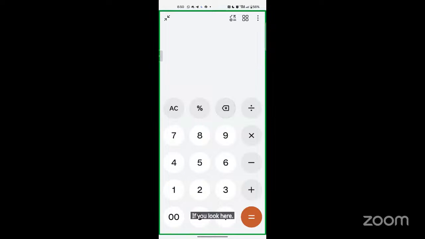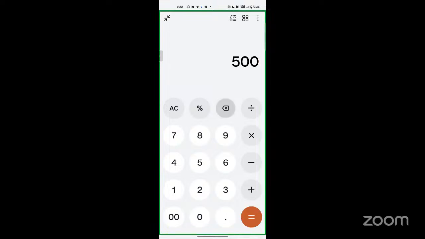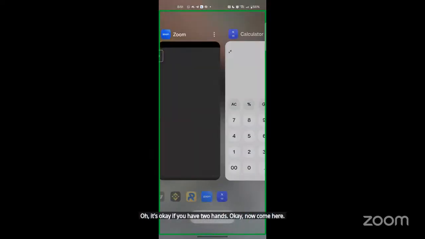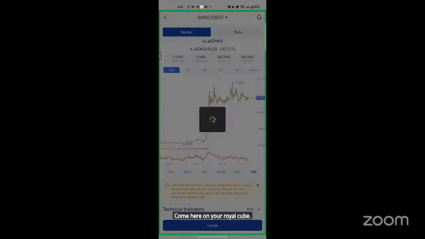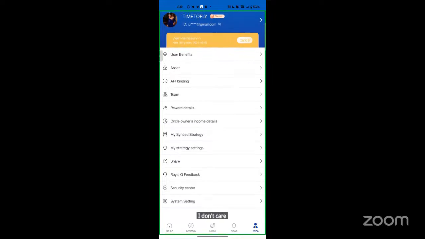Raise your capital at least to 500. Okay? Are we together? Make a decision that at least you trade one coin with 500. Find a way of at least having $500. I don't know what you will do, but at least find $500. Or it's okay if you have 200. Okay, now come here on my strategy setting.